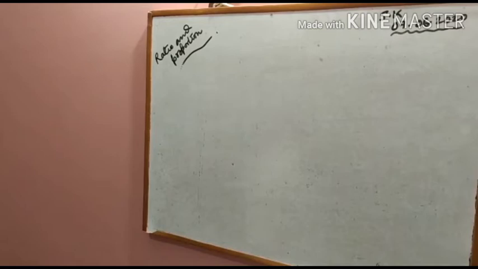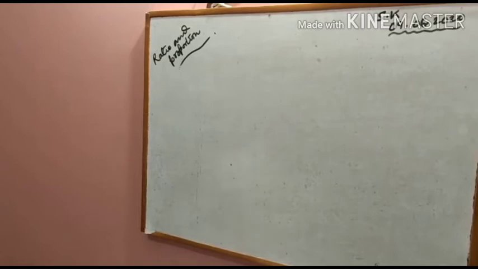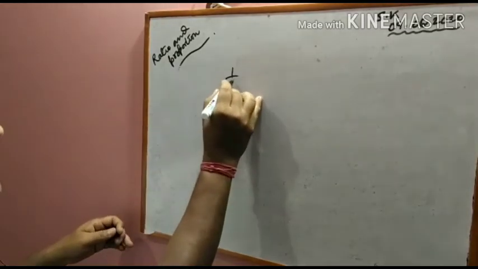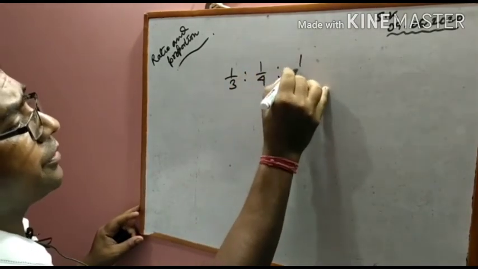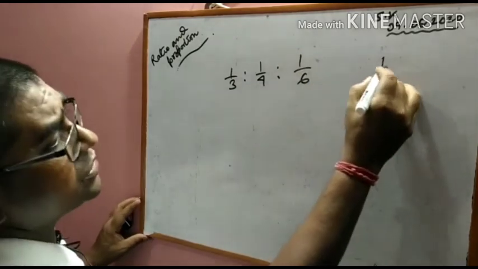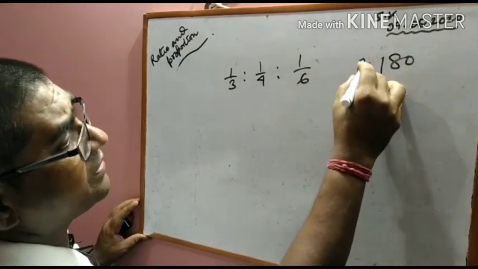Now I am giving some extra problems for you. First one is, listen carefully. Rupees 180 are to be divided among 3 children in the ratio 1/3 is to 1/4 is to 1/6. Find the share of each child. The given ratio is 1/3 is to 1/4 is to 1/6 and the amount is rupees 180.